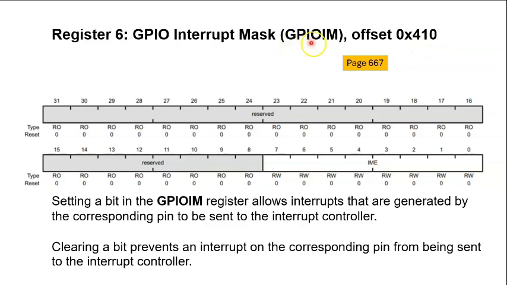So this is the GPIO IM, and I've taken this from page 667. Again, it's a 32-bit register, but only 8 bits are used for the interrupt mask. Setting a bit, I mean setting it to a 1, in the GPIO IM register allows interrupts generated by the corresponding pin to be sent to the interrupt controller. Clearing a bit, that means setting the bit to 0, prevents an interrupt on the corresponding pin from being sent to the interrupt controller.